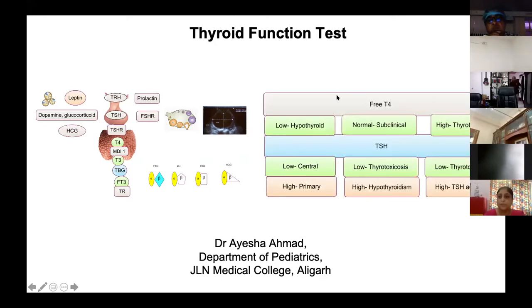The major hormones that we measure while evaluating children with thyroid dysfunction are the thyroid hormone, thyroxine levels, as well as the stimulatory hormone, that is TSH, which is fairly easily available in laboratories. And how to label a thyroid dysfunction is just an interplay between the levels of these hormones.